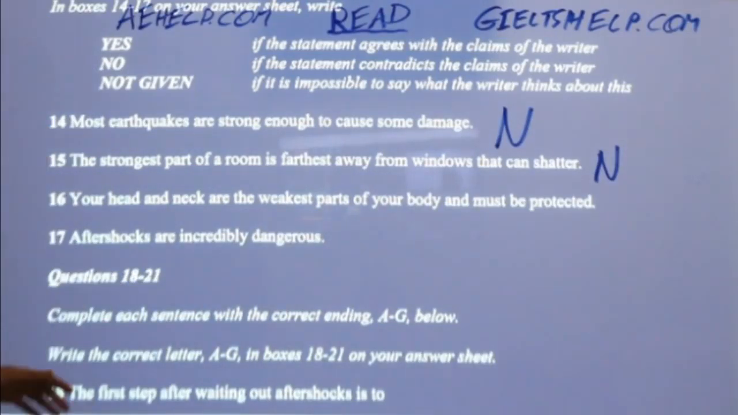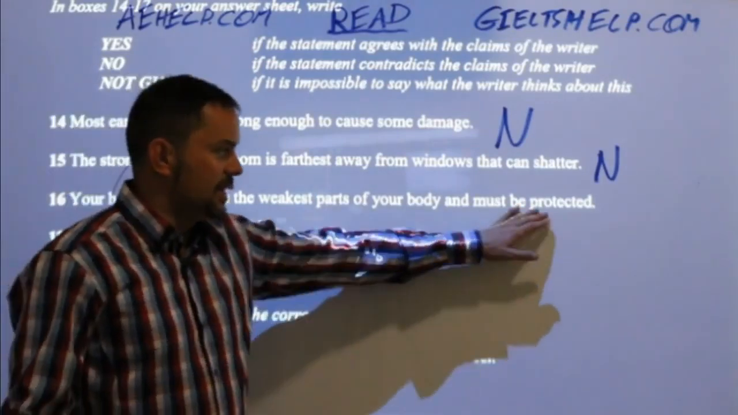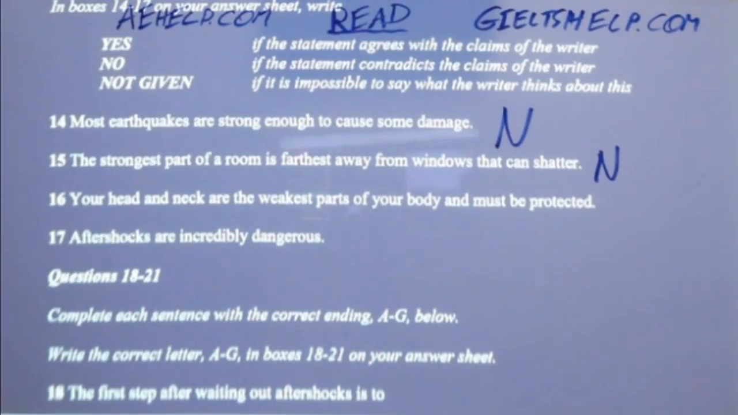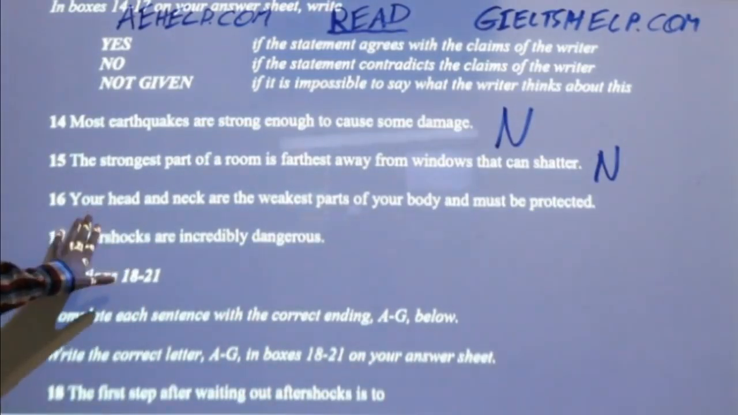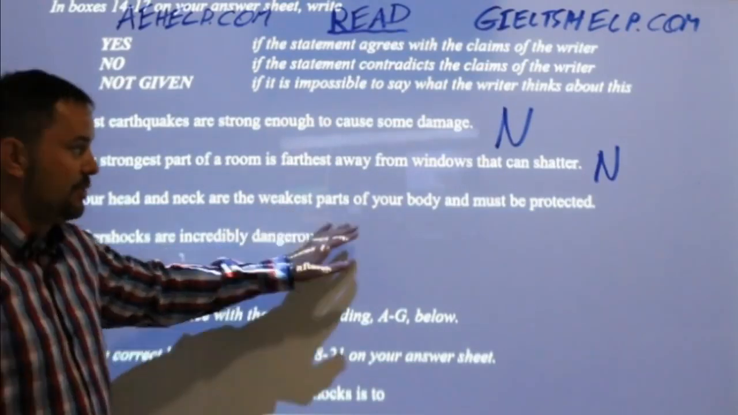Number 16, your head and neck are the weakest parts of your body and must be protected. Is it important to know whether your head and neck are the weakest parts of your body?